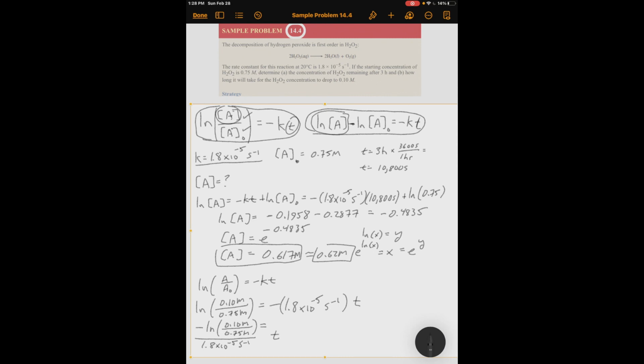Then divide it by 1.8 times 10 to the -5. And that's going to give you this big number. I'm going to put it in scientific notation: 1.1 times 10 to the 5. And then our units are going to be seconds. Okay. Now, it did not ask in the question how many hours it's going to take for that to happen. It just said how many seconds. So that would be our answer in seconds, 1.1 times 10 to the 5. Okay? There you go.